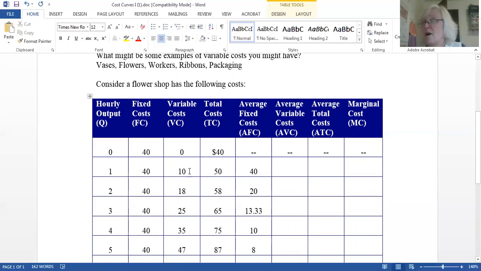So the first one, my total variable is 10. My quantity is 1, so 10 divided by 1 is 10. The second one, I'm going to take 18 as the variable cost, and I have 2 units to spread that 18 over, so that's $9 per unit. The third one, 25 divided by 3, I believe that's 8.33, right?